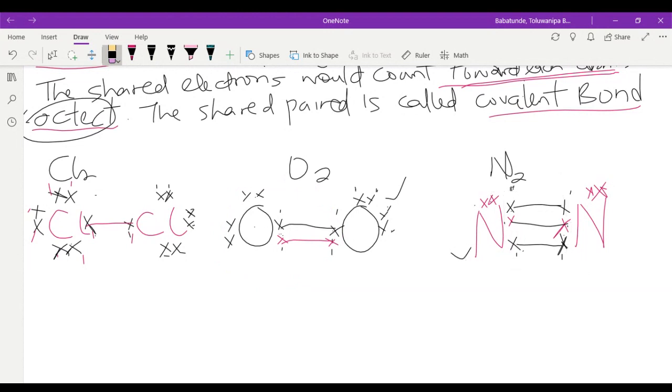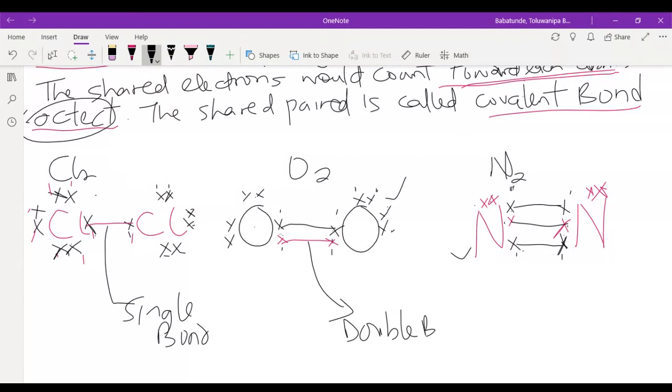So the next thing we now do here is that whenever we have a bond like this, we call this one a single bond. Whenever we have two this way, we call this a double bond. And this one is going to be called a triple bond.